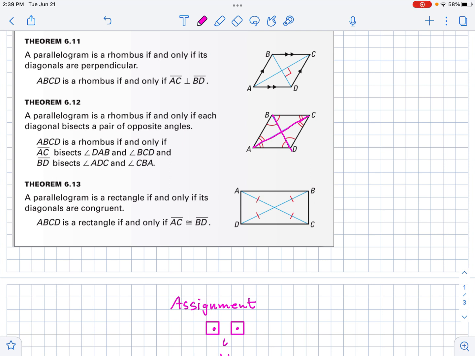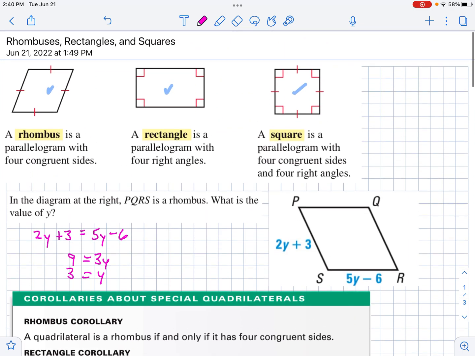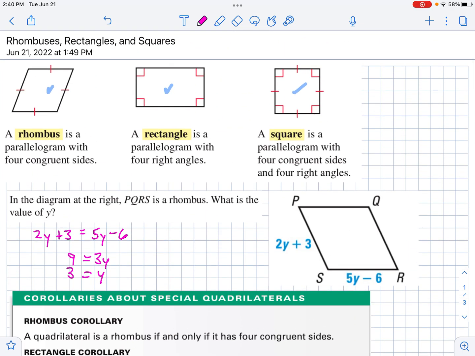Now, let's look at the last one. A parallelogram is a rectangle if and only if its diagonals are congruent. So that's an interesting thing that we want to be aware of, that its diagonals are actually the same lengths. Okay, so this is just so that you'll know the differences. You know, what is a rectangle? What is a rhombus? What is a square? So think of somehow to lock that in your mind.